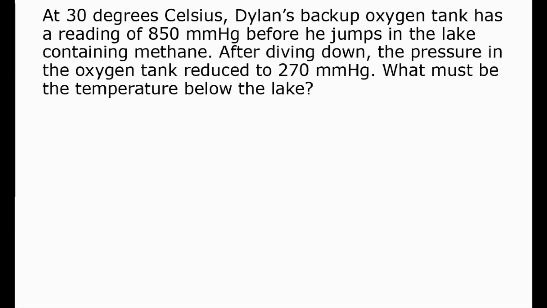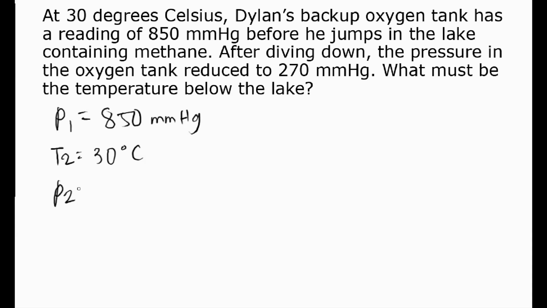So the values are different again this time. Let us now list the given, which is P1. The first pressure is 850 mmHg. The temperature is 30 degrees Celsius, and lastly the pressure 2 is 270 millimeters of mercury. Oops, this must be P1.